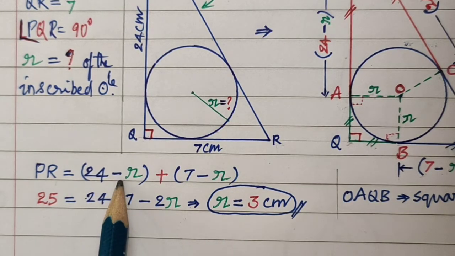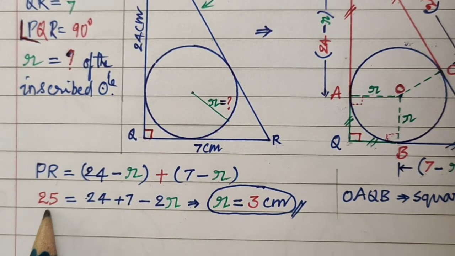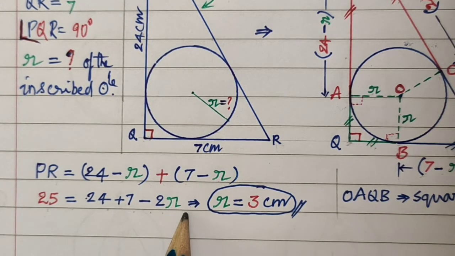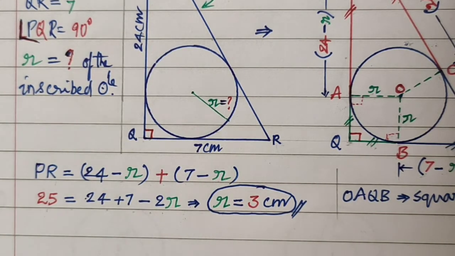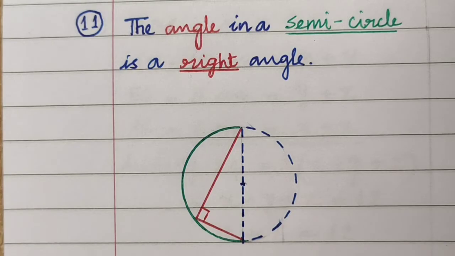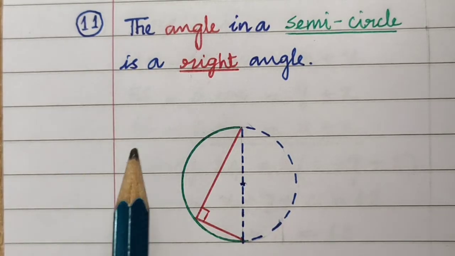PR is equal to 24 minus R plus 7 minus R. 25 is equal to 24 plus 7 minus 2R. Therefore, R is equal to 3 centimeters. Before we go to the next problem, let us see some of the properties of a circle.